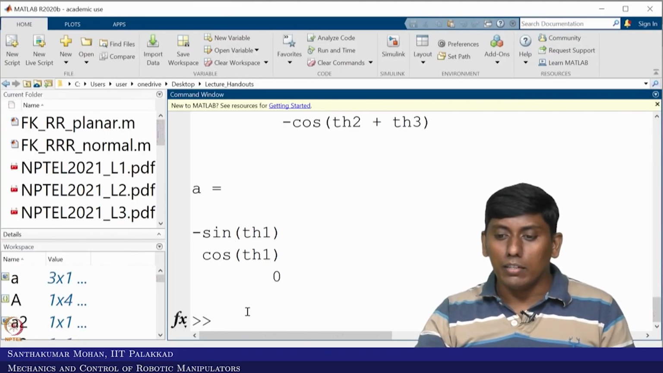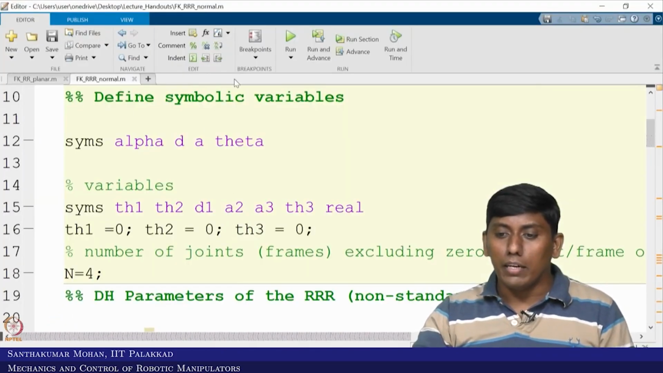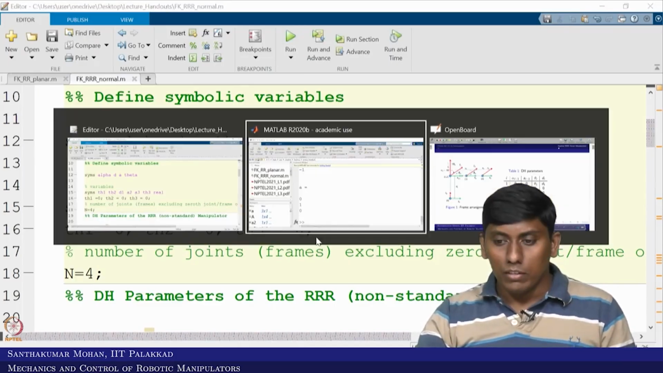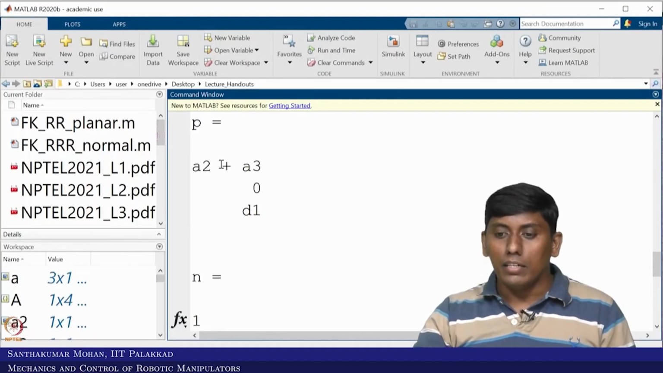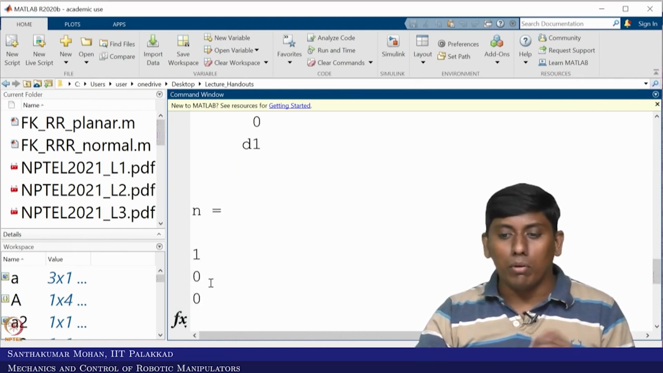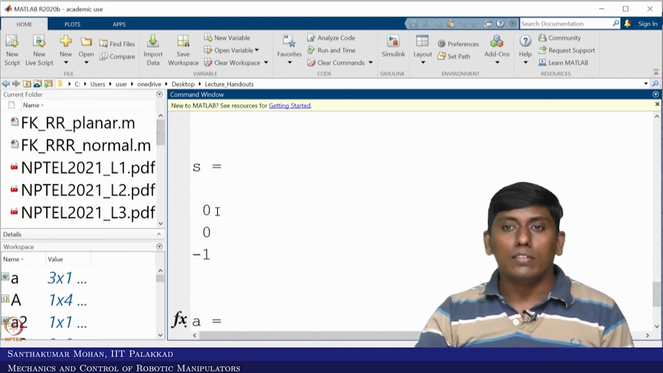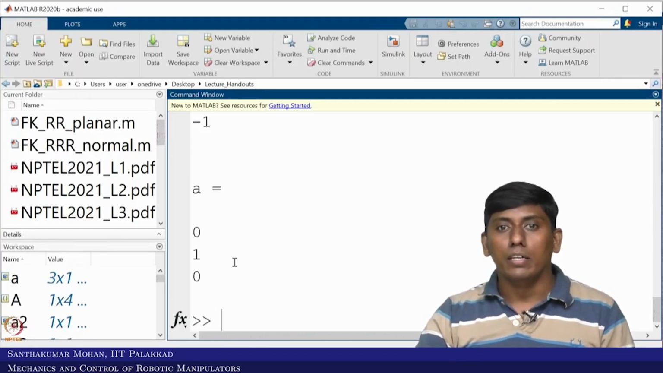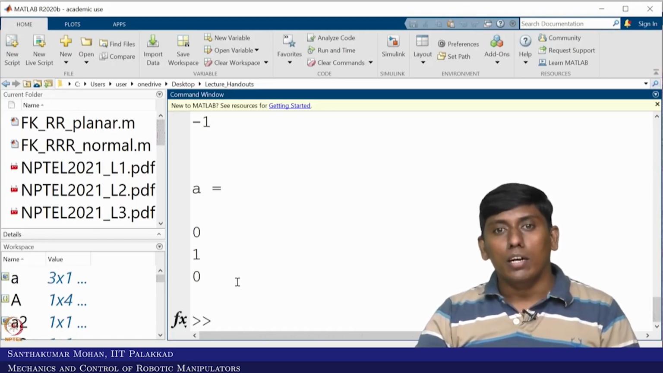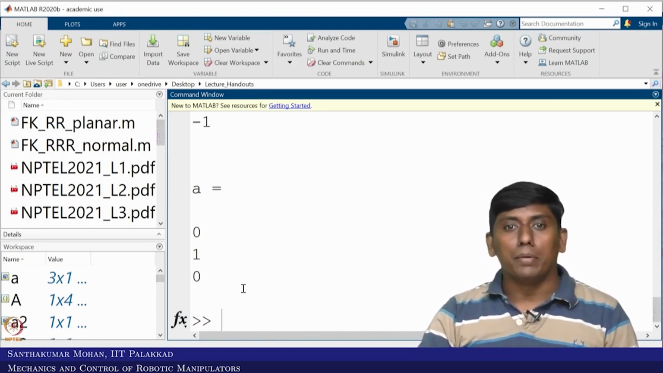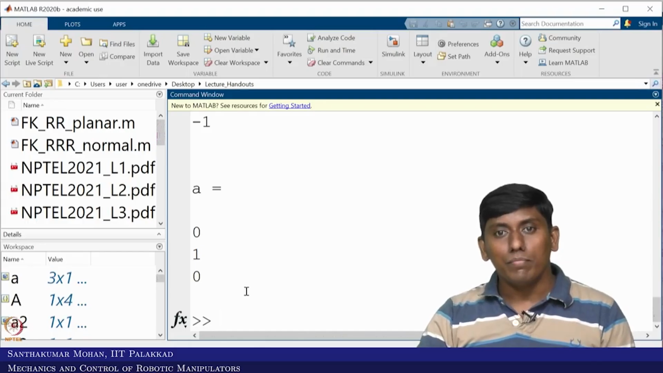So we can run that. If I run this, what can you expect? In the x axis it would be A2 plus A3, which we can check, y axis 0 and z axis D1. The normal is 1 0 0, which we have checked, sliding is 0 0 minus 1, which is also cross verified, and approach is 0 1 0, which is also cross verified. So your home position is matching with your frame arrangement, which means your DH parameters are right and the forward kinematic solution you obtained is right.